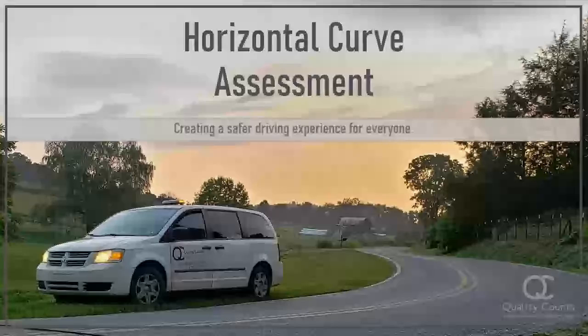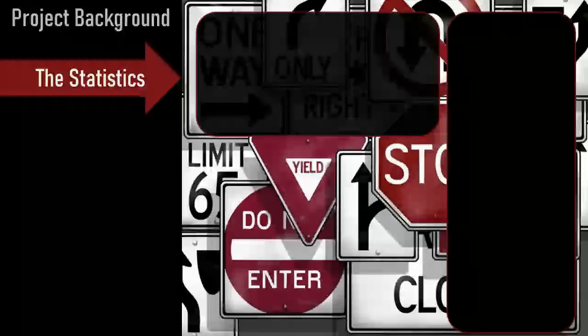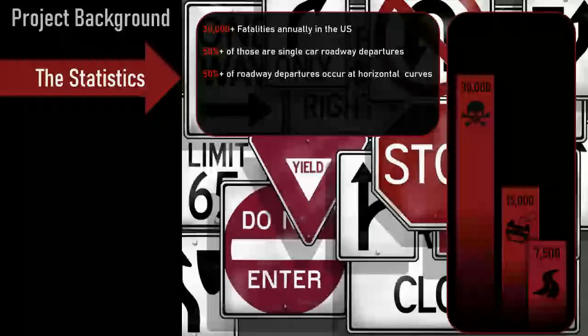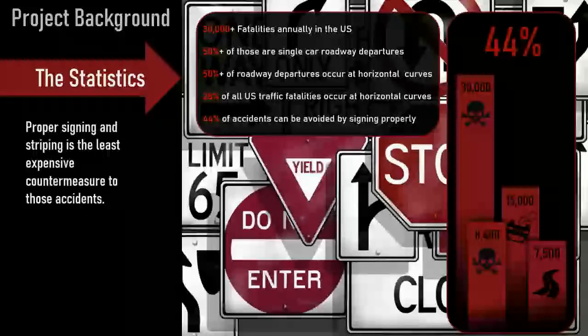Horizontal curve assessment is about trying to create a safer driving experience for everyone. The reason is that half of all highway fatalities happen from roadway departures, and half of those happen on horizontal curves. So in essence, 28% of all fatalities happen on horizontal curves. That being said, 44% of them, or 3,300 people, can be saved each year by having the proper signage in place, the proper speed advisories.